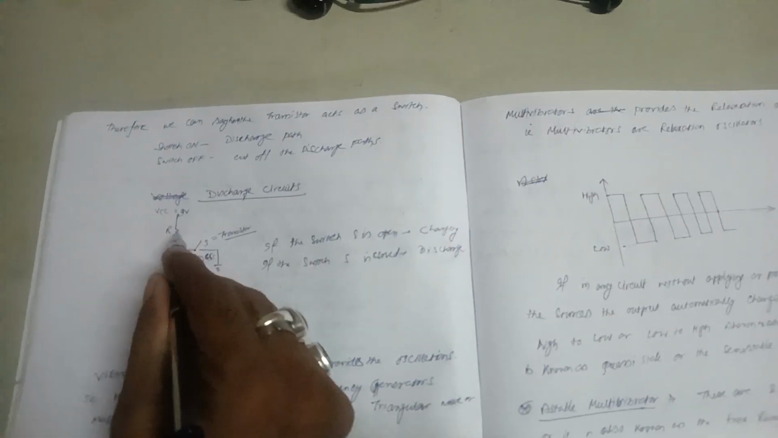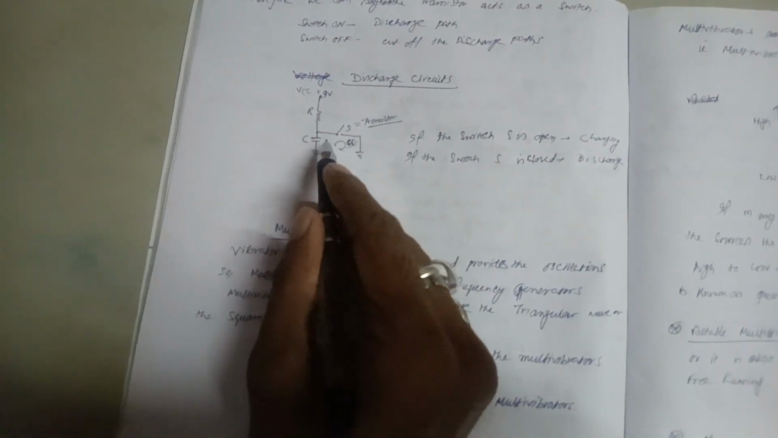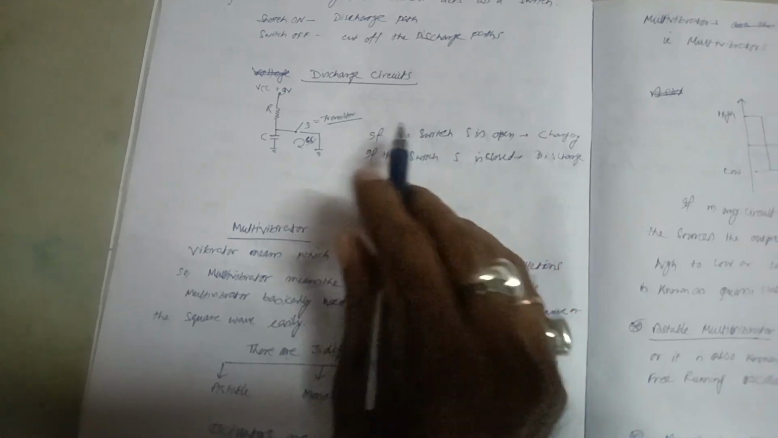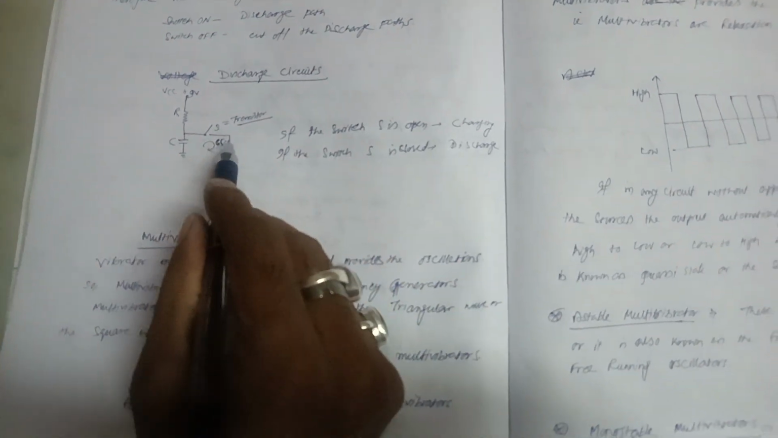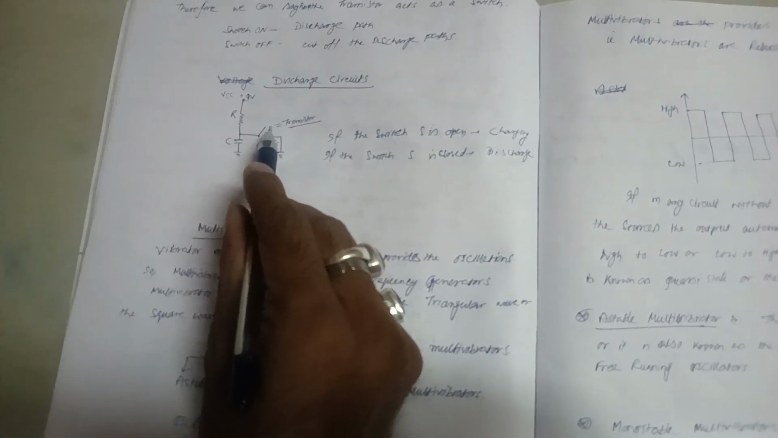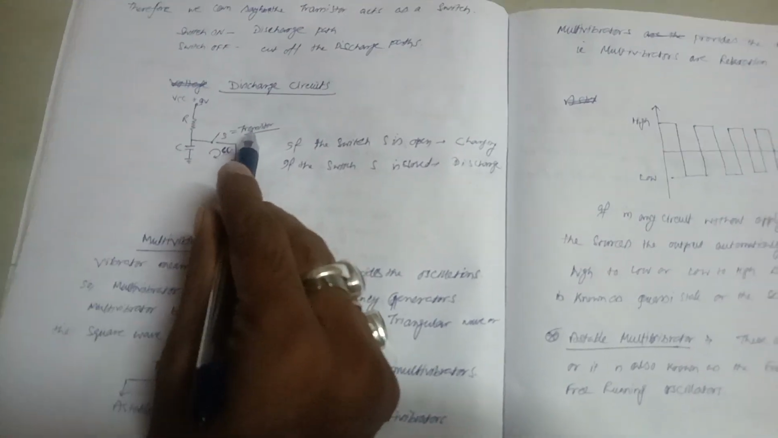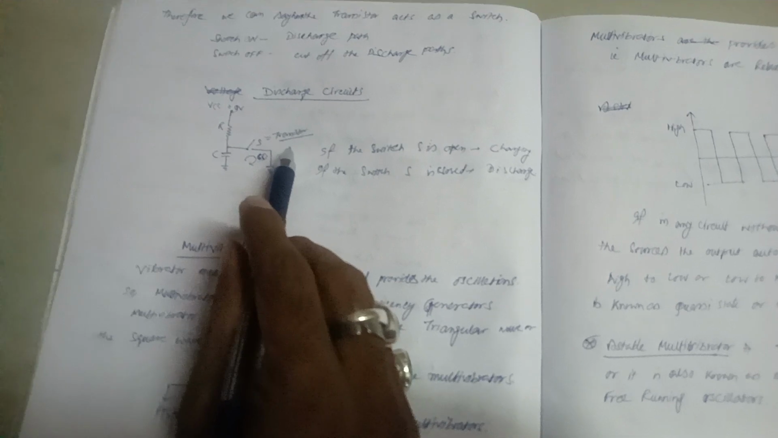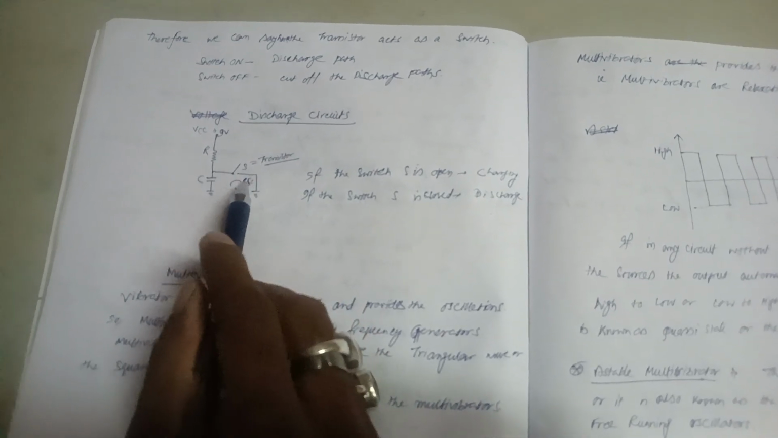Here, suppose we have a 9 volt supply. This is my VCC, right? We have a resistor connected and this is a capacitor. I told you how this transistor acts in this discharge circuit. S is nothing but a switch, and that switch may be replaced by a transistor. I told you that a transistor can act as a switch.